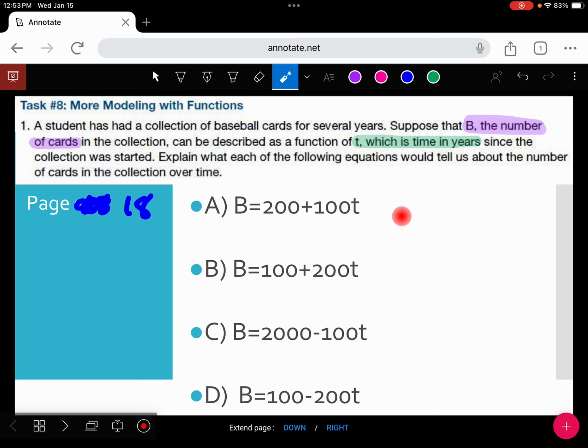So let's look at this equation here. Let's look at A. It's the first one. What do we know about their card collection? They have 200 cards. That's how much they're starting with. So maybe it was a present, maybe they found them, maybe they bought them at a garage sale. Who knows? So they started with 200 cards.